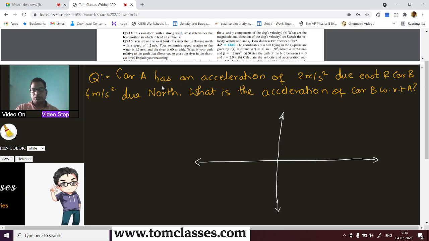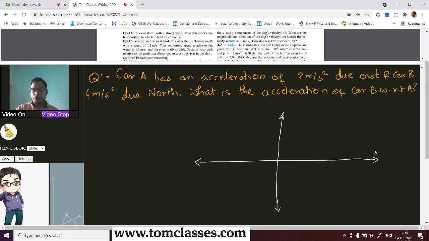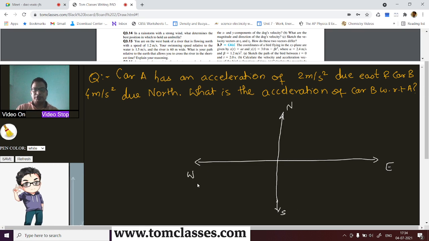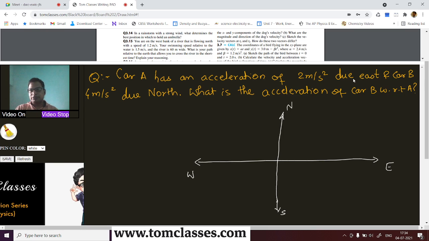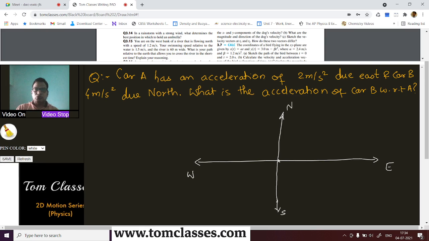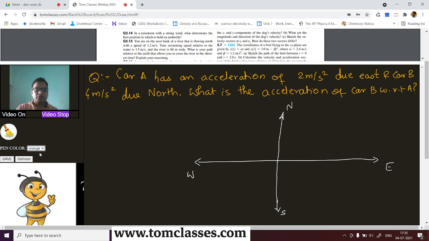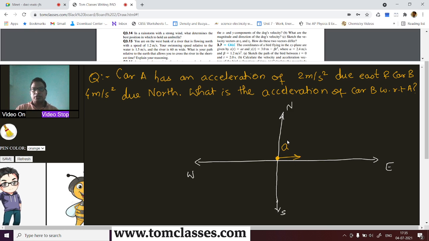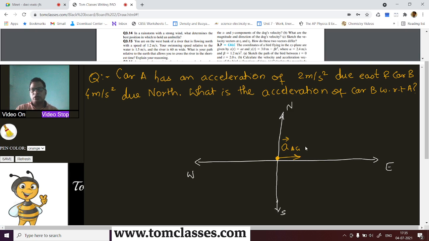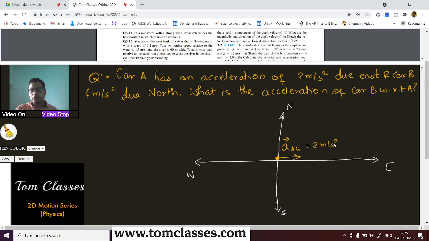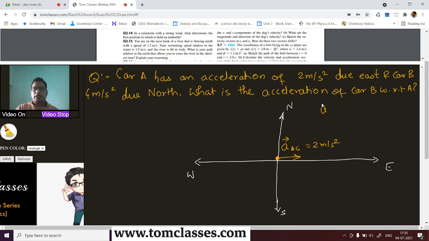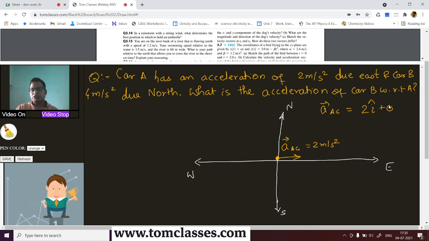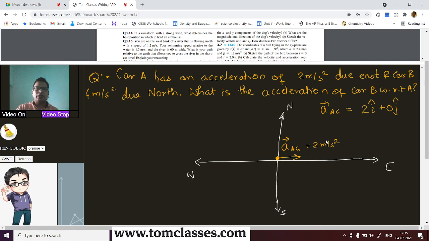So car A has an acceleration due east. This is my north, this is my south, this is my east, and this is my west, right? Car A has an acceleration of 2 meters per second squared due east. Let me use a different color and say this is car A, having acceleration of A with respect to ground, that is 2 meters per second squared due east. How am I going to write a_AG? I am going to write it as 2i plus 0j.